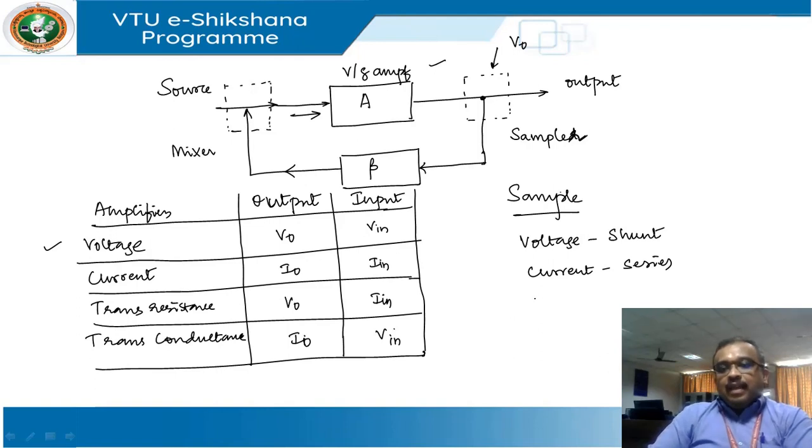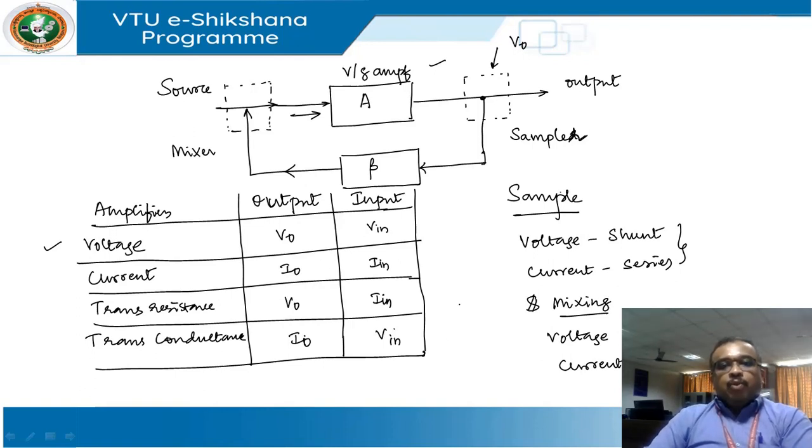In series. So as far as mixing is concerned, let me write mixing here. Mixing, voltage value will be what? Series. When it comes to current, I'll have to connect it in shunt. If you remember, or if you understand these two rules that I've written here for sampling as well as mixing, then we are good to go with the topologies. We can now list out the topologies that we have got as far as the feedback amplifier is concerned. Okay, are we good to go?